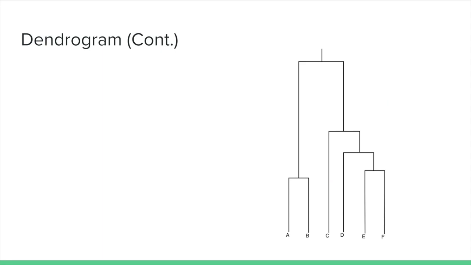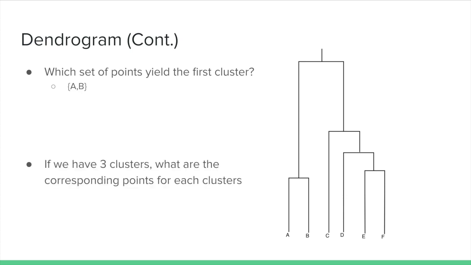And so here's a problem. As you can see, there is a dendrogram. Which set of points yields the first cluster? And that's right, it's A and B. And then if we have 3 clusters, what are the corresponding points for each cluster? And that's right, it's A and B, C, and D, F. The common way that I find useful, if you want to have 3 clusters, is to cut a line horizontally and count the number of lines on that cut.